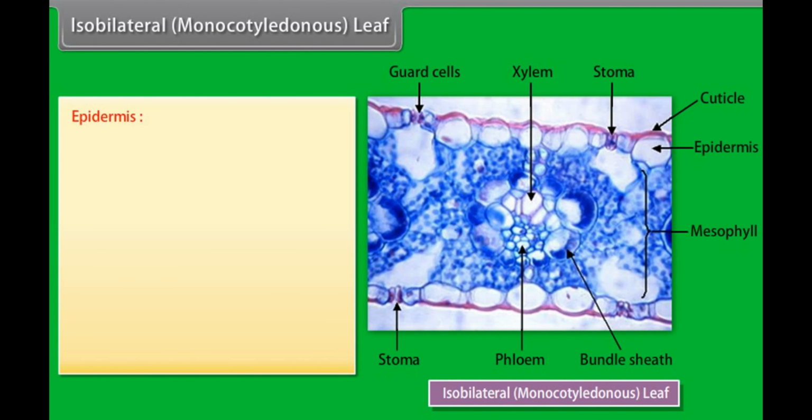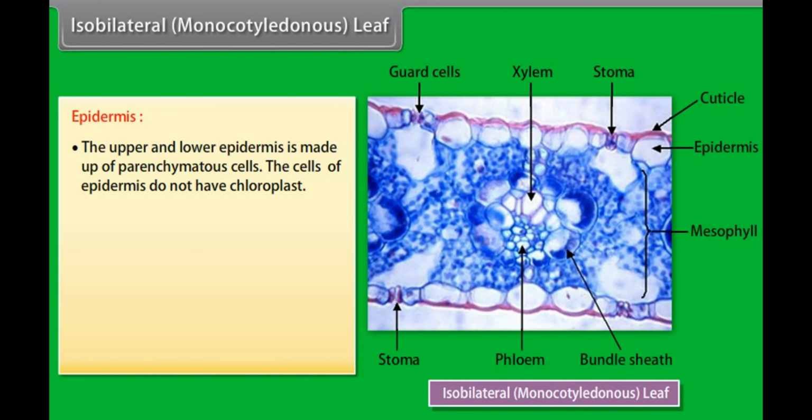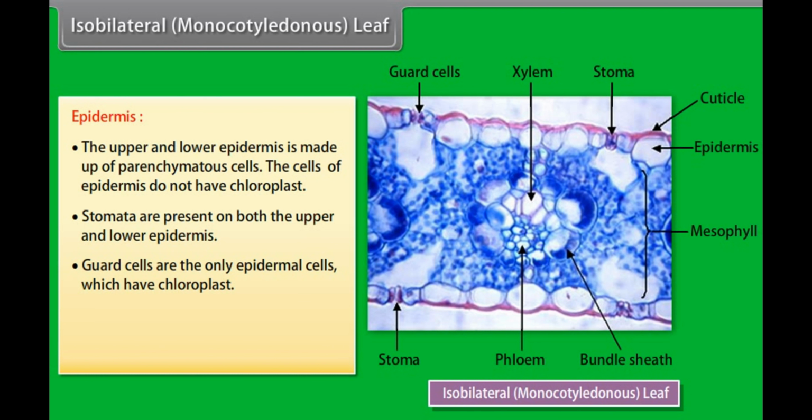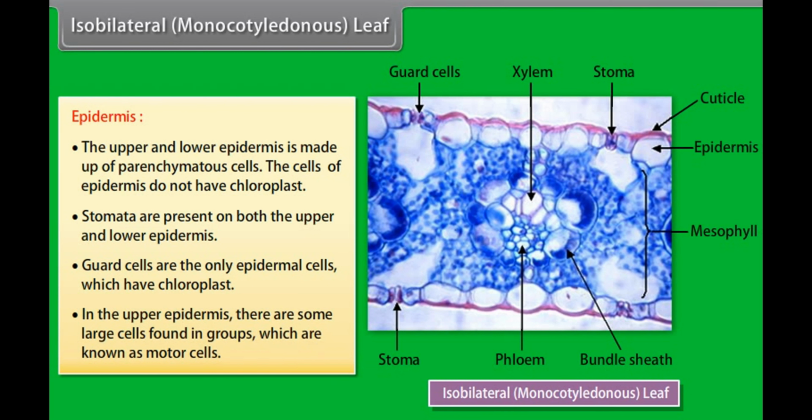Isobilateral monocotyledonous leaf. Epidermis. The upper and lower epidermis is made up of parenchymatous cells. The cells of epidermis do not have chloroplast. Stomata are present on both the upper and lower epidermis. Guard cells are the only epidermal cells which have chloroplast. In the upper epidermis, there are some large cells found in groups which are known as motor cells.